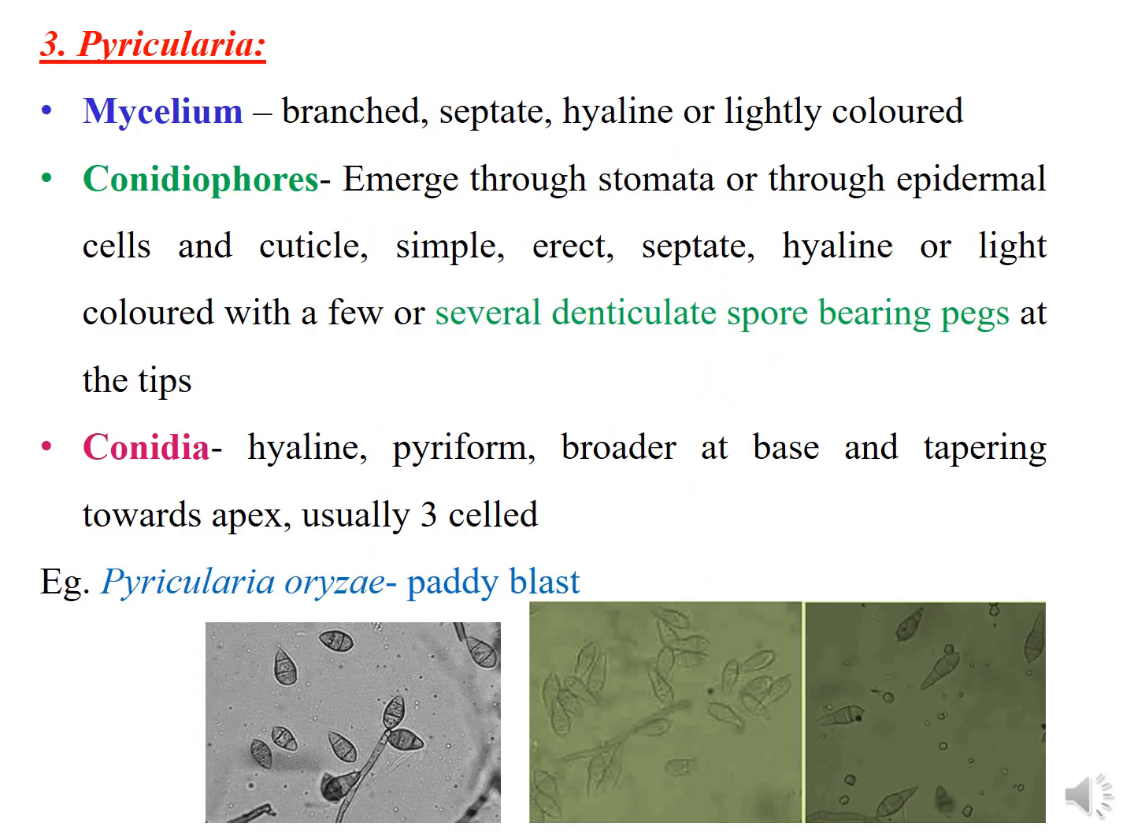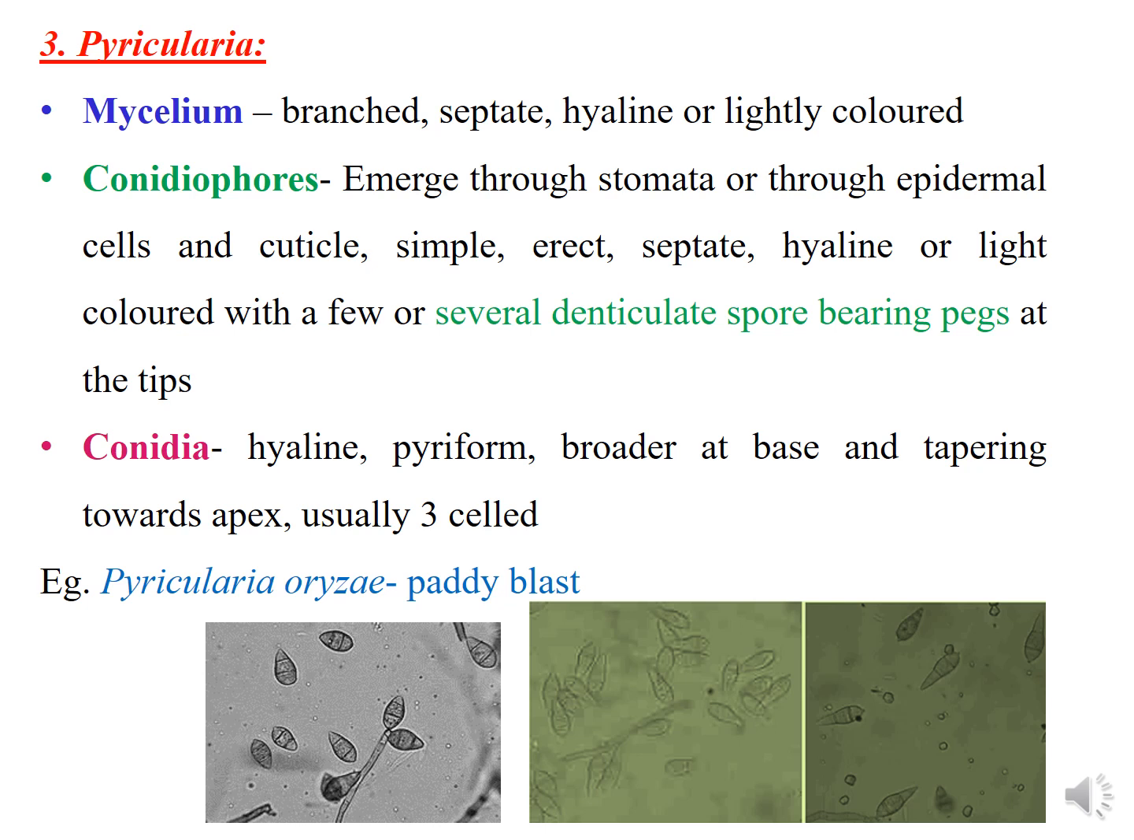Coming to the third genus, that is Pyricularia. Pyricularia is very famous because it causes the paddy blast disease, Pyricularia oryzae. How does the mycelium look in Pyricularia? The mycelium is branched, septate, hyaline or lightly colored, and the conidiophores generally emerge from the stomata or through epidermal cells and cuticle, because after rupturing of the epidermis these conidiophores emerge out.